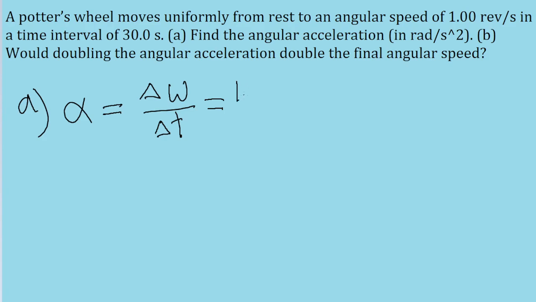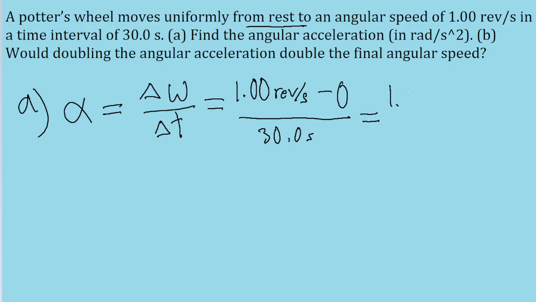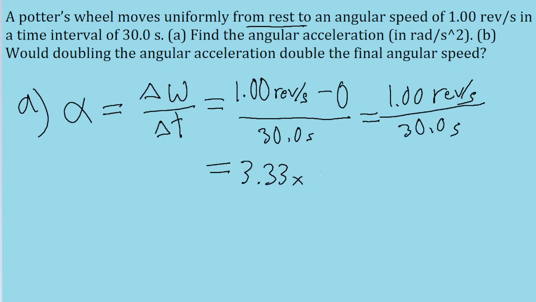We're told that the final angular velocity is 1 revolution per second, and it starts from rest, so the initial is 0. And we're dividing it by a time interval of 30.0 seconds. This is the same thing as saying 1 revolution per second divided by 30 seconds. If we put this into a calculator, then we find an angular acceleration of about 3.33 times 10 to the power of negative 2 revolutions per second squared.